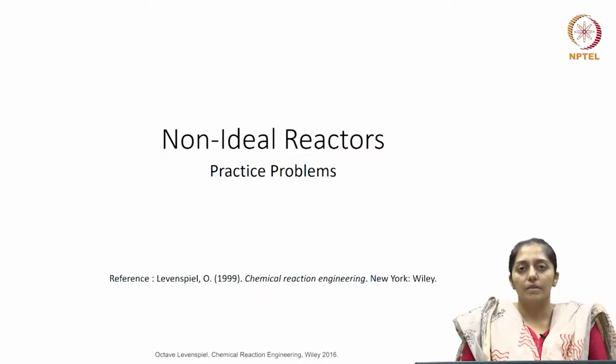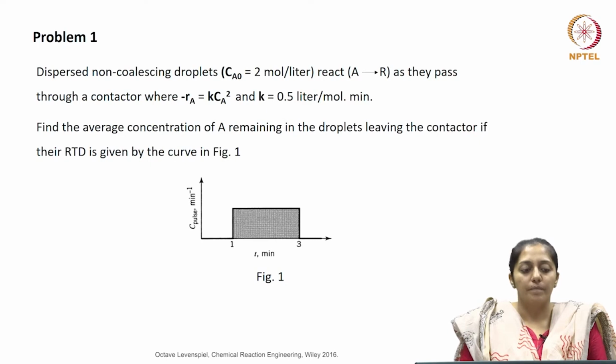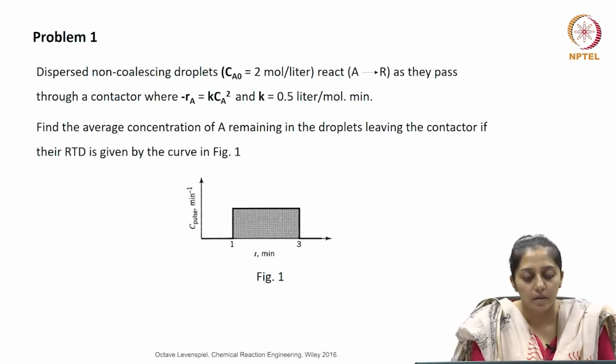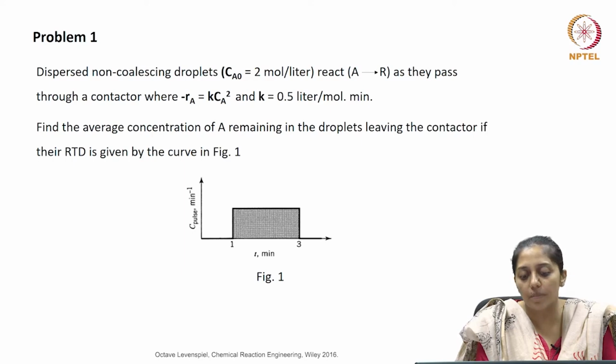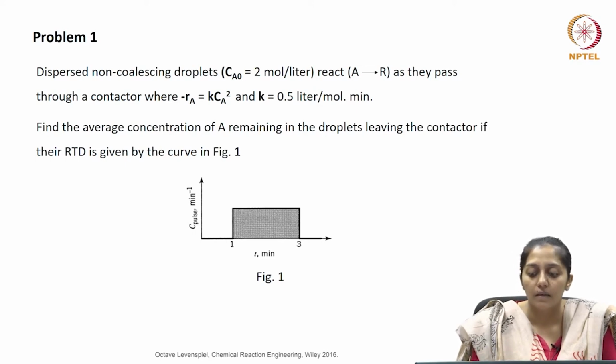So welcome students. Now we are going to do some practice problems on non-ideal reactors. Let's see the first problem. Here, if you can see, the C pulse curve is given. The problem states that the dispersed non-coalescing droplets with the reactant concentration given as 2 moles per liter react to give the product as it passes through a contactor.